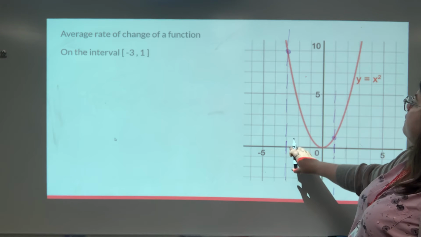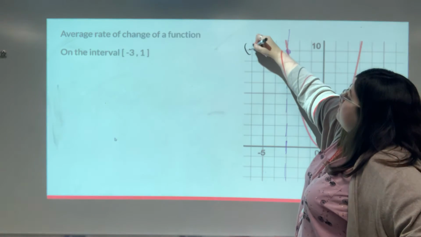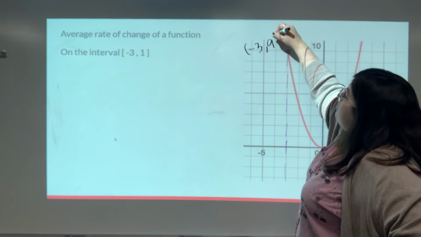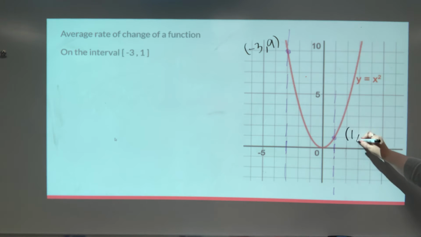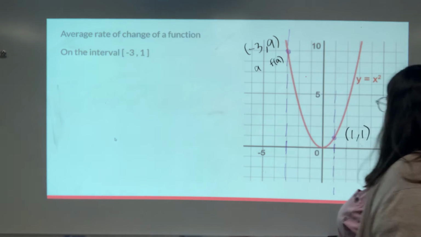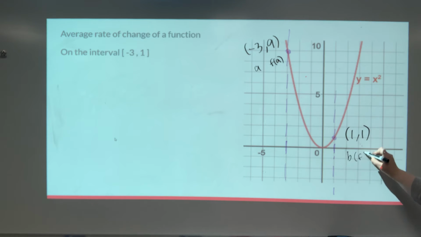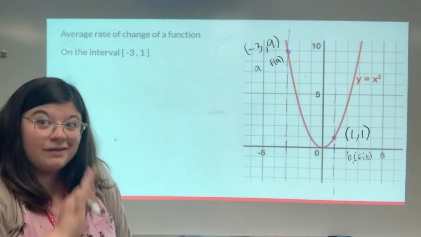So here I'm at -3, +9. So I'm even just going to write that down here, -3, +9. Over here I'm at 1, 1. If you'd like to, using that formula, go and just write A, f of a, B, f of b. So you have those to look at, all right? And then you just use that little formula. We're using the slope formula, really, okay?